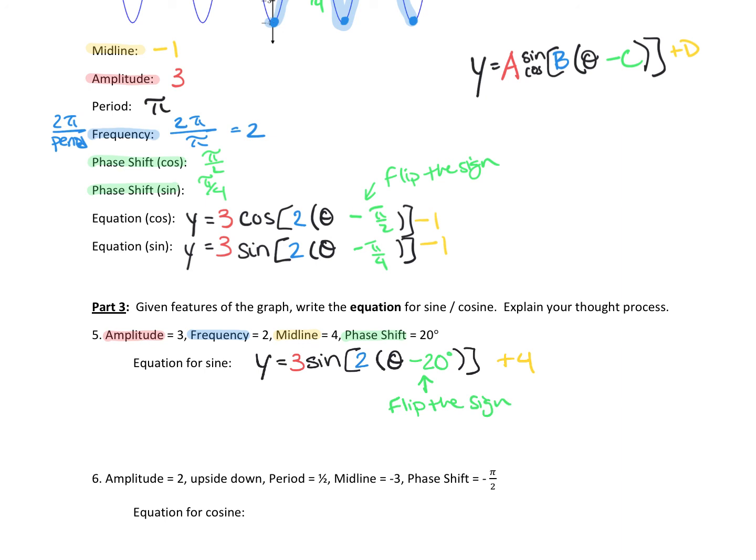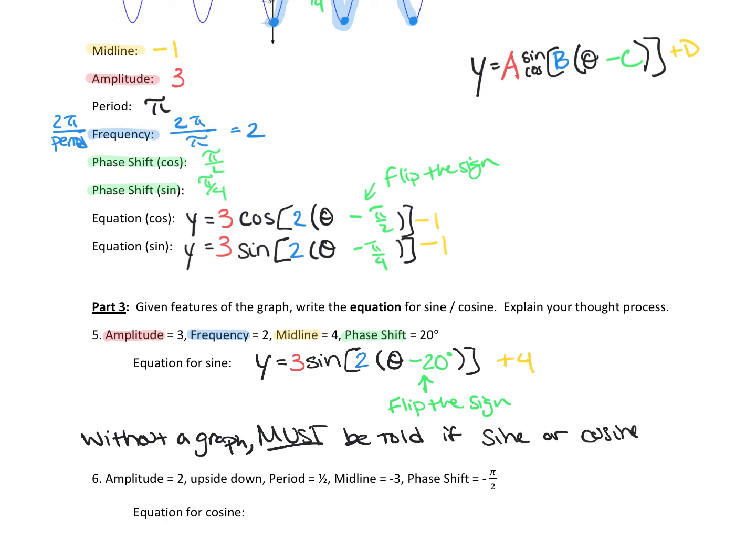And lastly, in the last equation, we wrote an equation for both cosine and sine. This one, it's only sine. So without a graph, you must be told if this is going to be a sine or cosine function. So without a graph, we have to specify, is this sine or is this cosine, because we can't actually see the shifts. Anyway, that is all we have here.